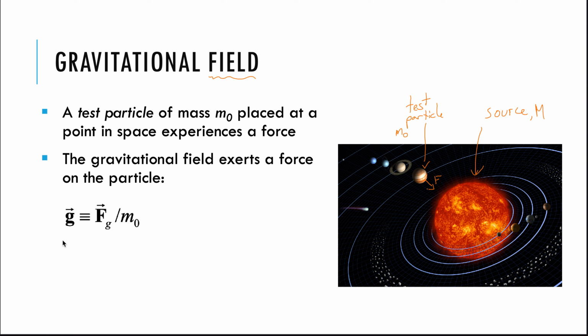So this equation also explains why we talk about a test particle. You see that we divide the force by the mass of the test particle. So the test particle that we put within this field does not affect the field that is produced by the source, right? The only thing that affects the field produced by the source is the source itself. Let's take a look at it just a little bit closer.